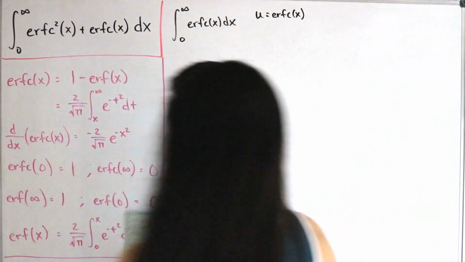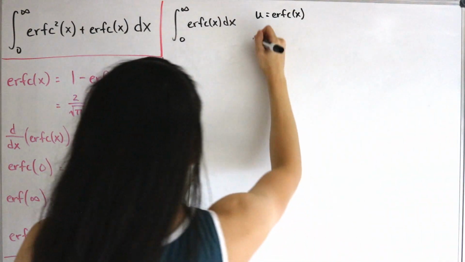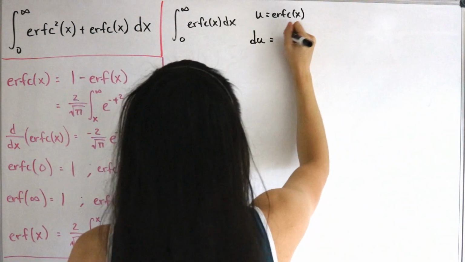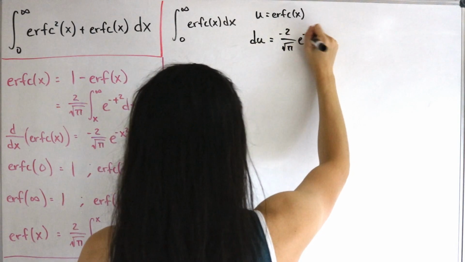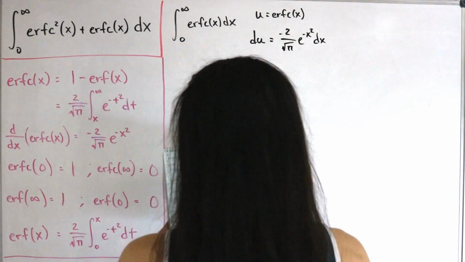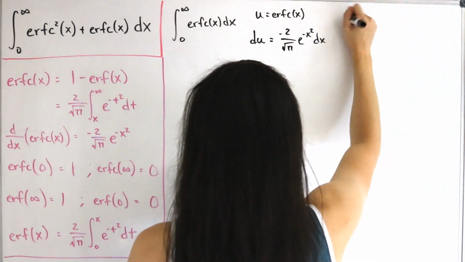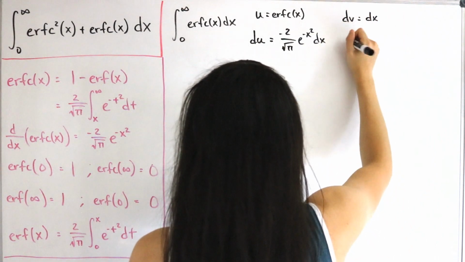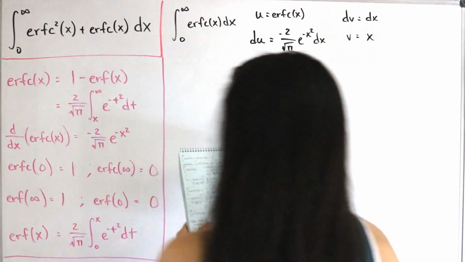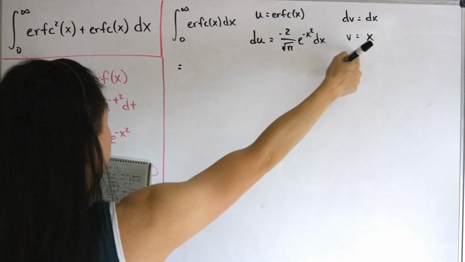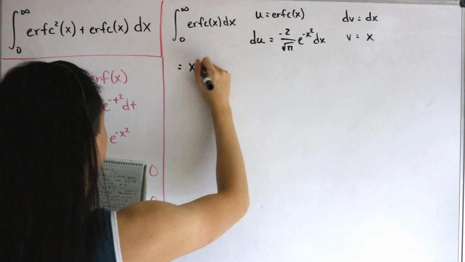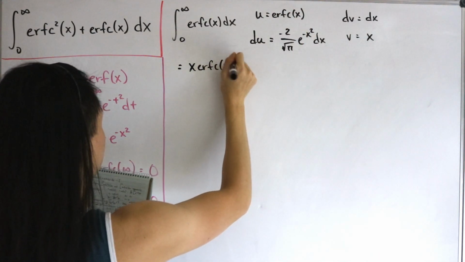Of course, I wrote this down for a reason. So that means du is going to equal -2 divided by the square root of pi multiplied by e to the power negative x squared, followed by dx. Next we choose our dv; we can let that be dx, and then v is just equal to x. All right, so we put this back together. Now uv is v times this, so that means x multiplied by the complementary error function of x.